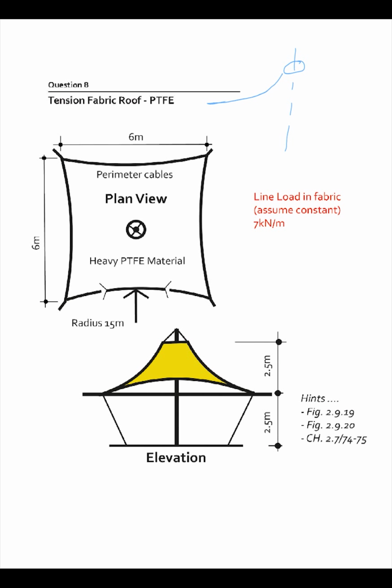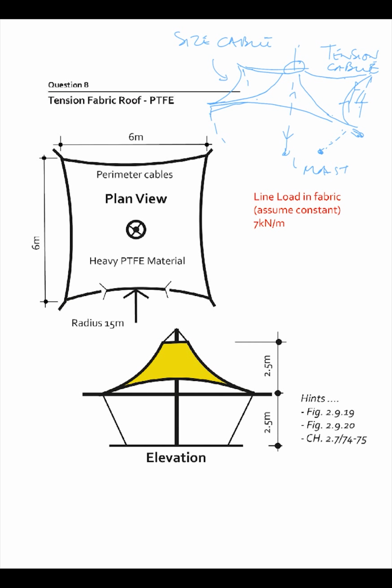This is looking at question 8, which is the tension fabric roof, a symmetrical roof which has a mast in the middle, or pole, and radiating beams or boom elements, and tension cables on the edge, which are all fixed to the beams, and it's tied down at the ends of the beams onto foundations.